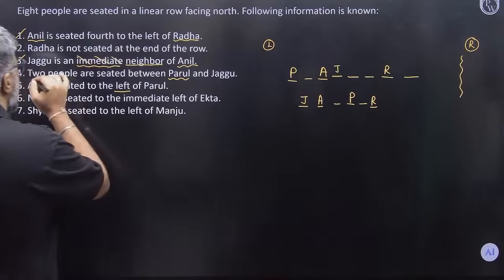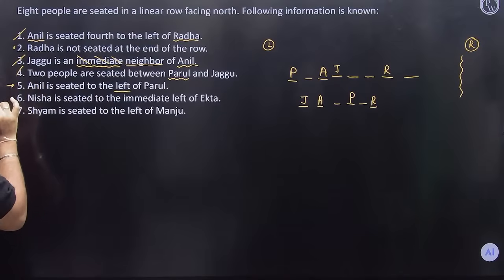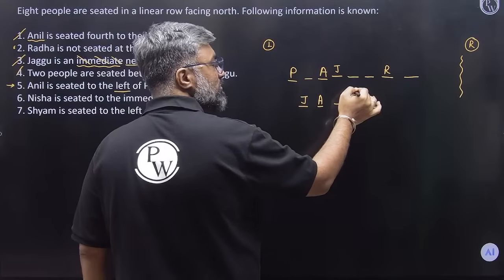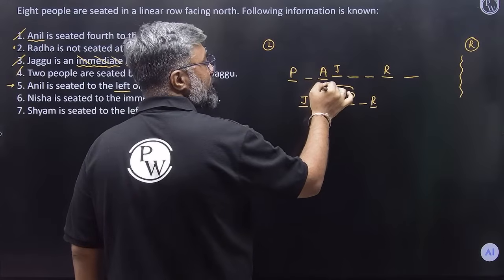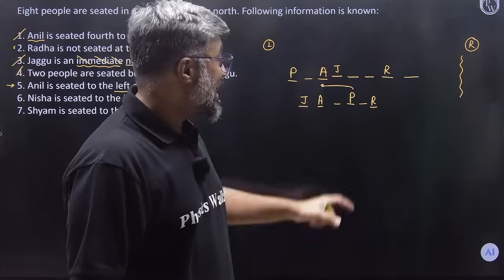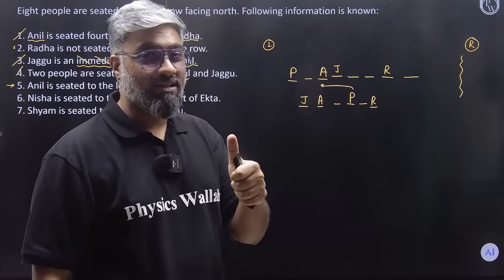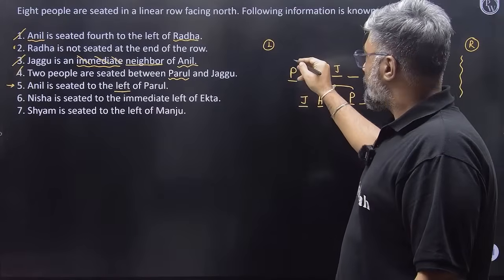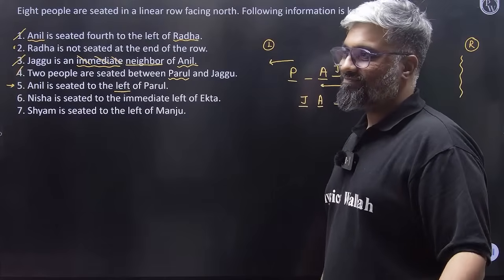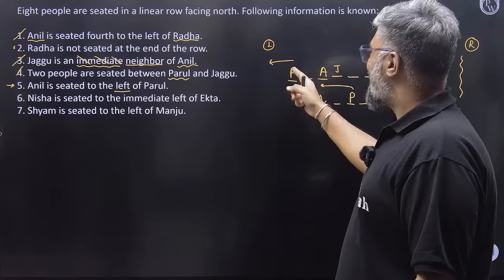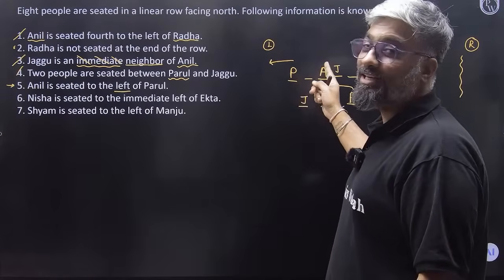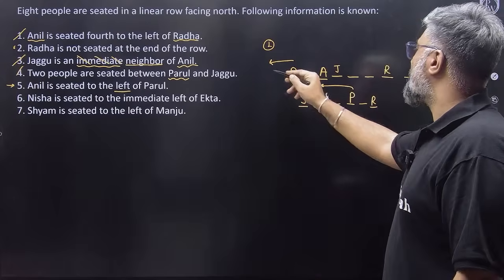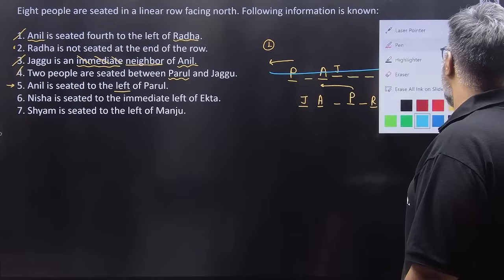Now, this condition will help us eliminate it. What is it saying? Anil is seated to the left of Parul. This is Parul. Is Anil to the left of Parul? Yes, he is. Satisfies. They have not mentioned immediately left. However, here, left of Parul is not Anil. Anil is right of Parul, not possible. So can I say the first case is gone? The first case doesn't exist anymore.